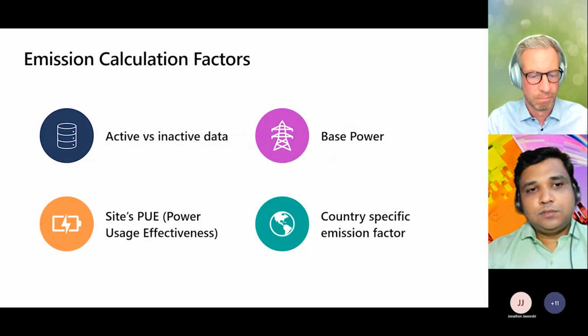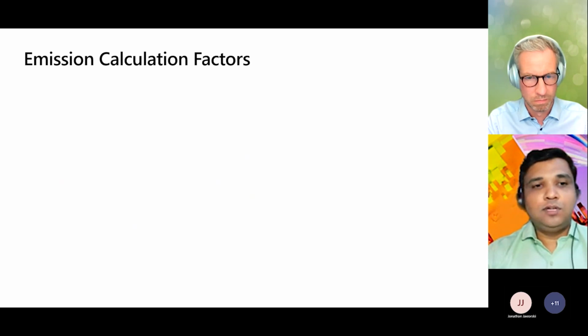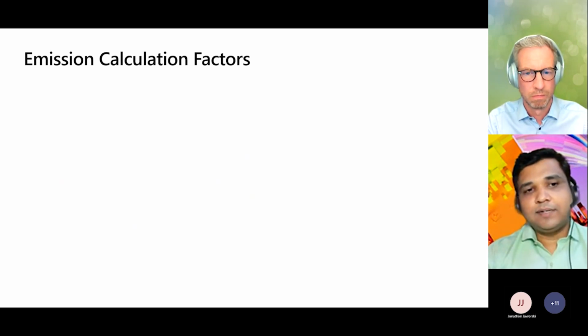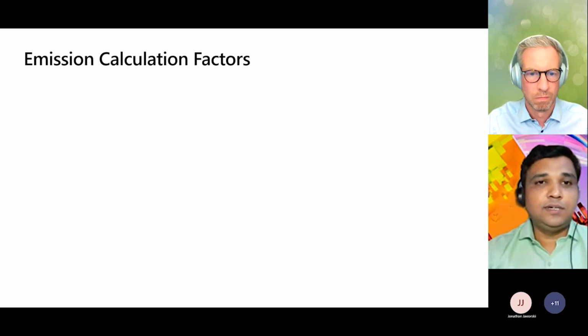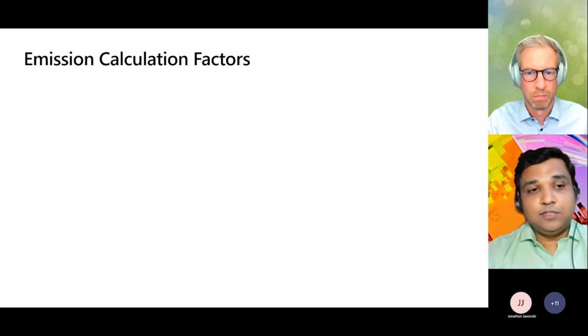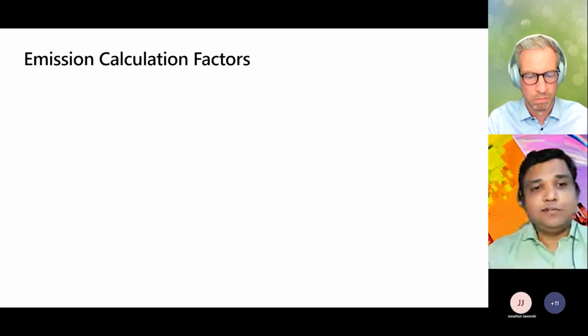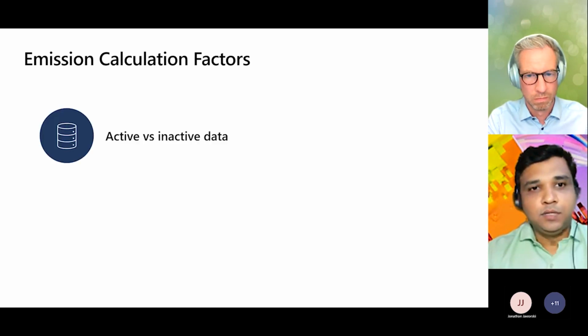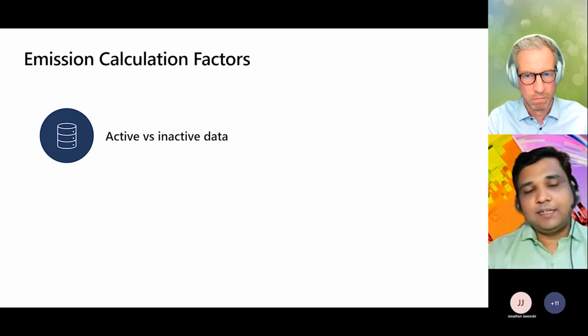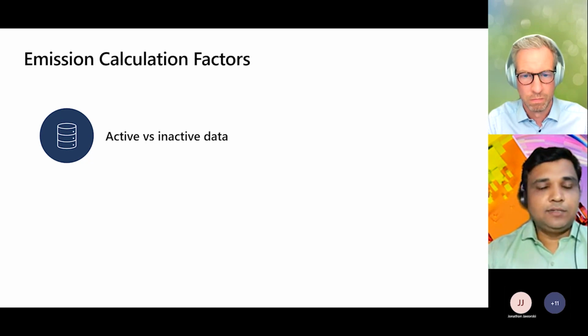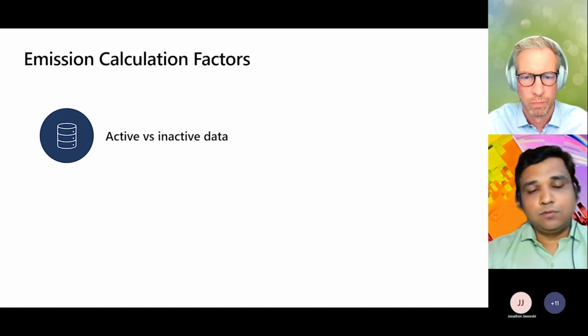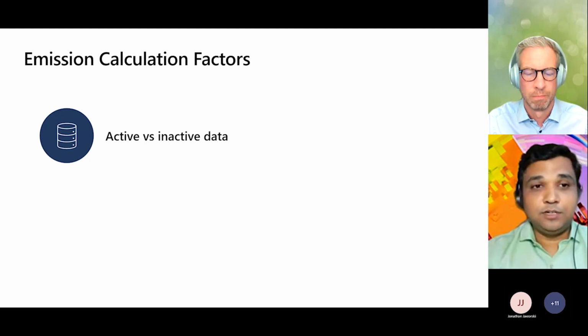It involves various factors and complex formulas. There are a few high-level factors which are very important for us to understand these emission calculations. For example, if you own a Microsoft Azure or Microsoft 365 tenant, then these factors will help you understand your carbon emissions and your carbon footprint at a higher level. The first one is active versus inactive data. Active data is data which is being used frequently. Inactive means data which hasn't been used for a certain period of time.